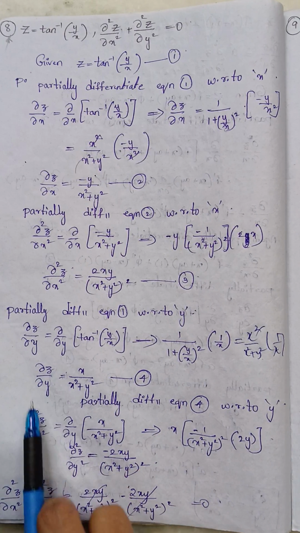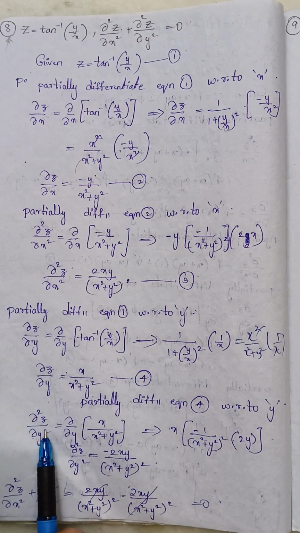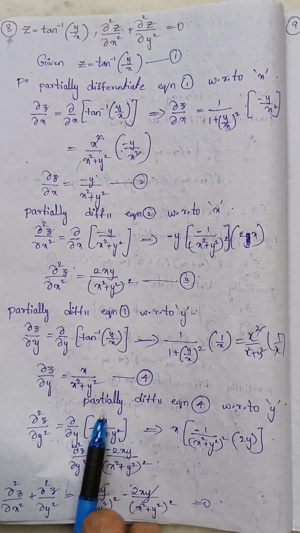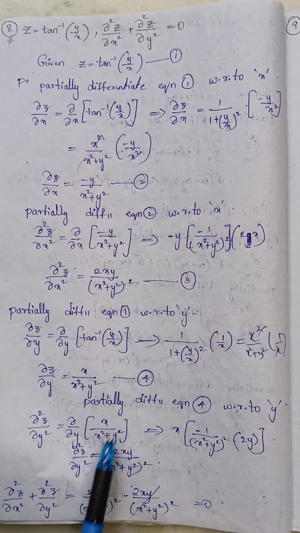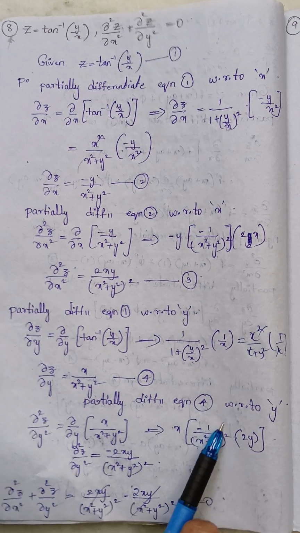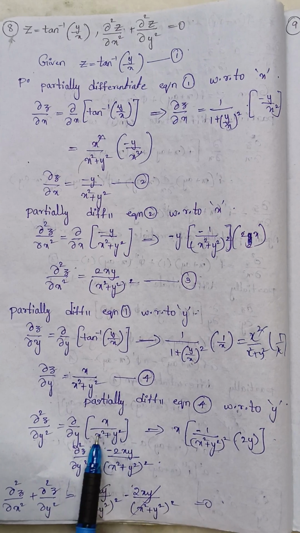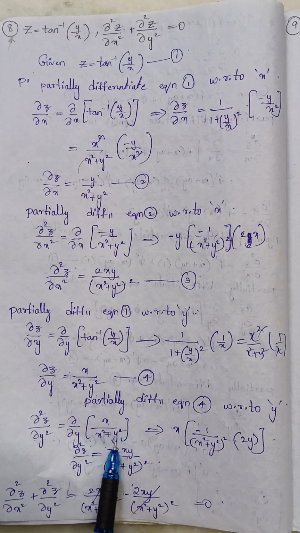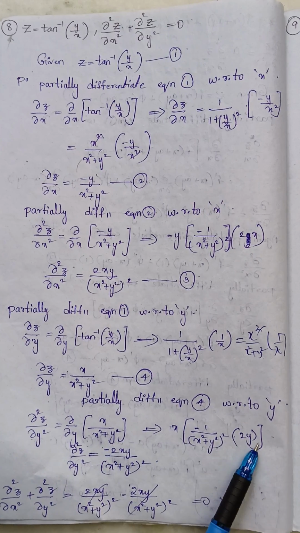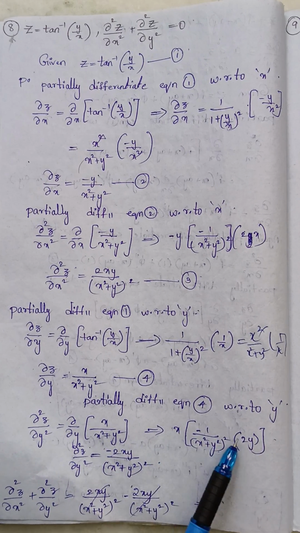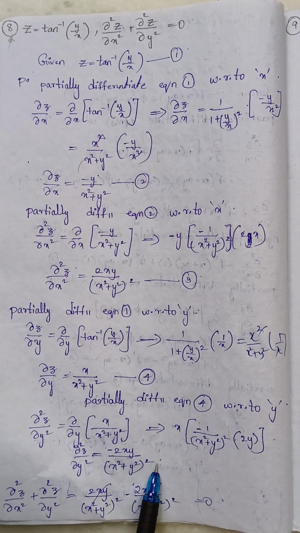Again the partial differentiation of this with respect to y. With respect to y, x is constant here, take it as it is, and this is in the form like 1 by x, so minus 1 by x square. Instead of y, this term: with respect to y this is constant, 0, and the derivative of y square is 2y. So here minus 2xy by x square plus y square whole square.